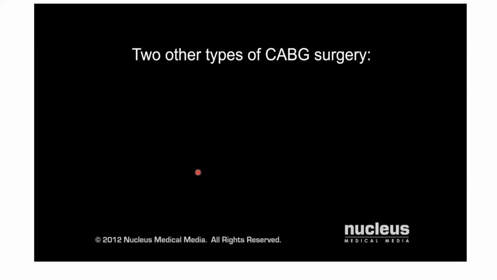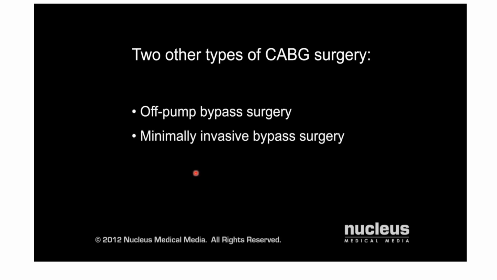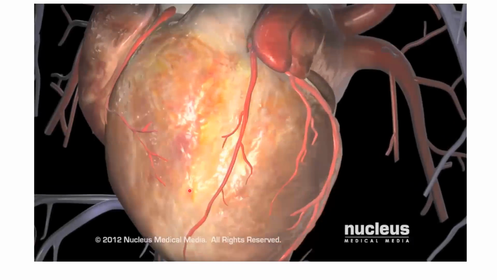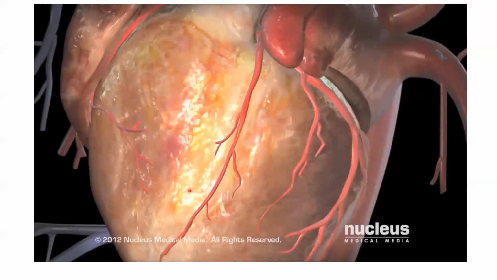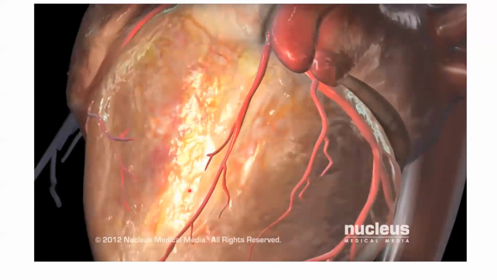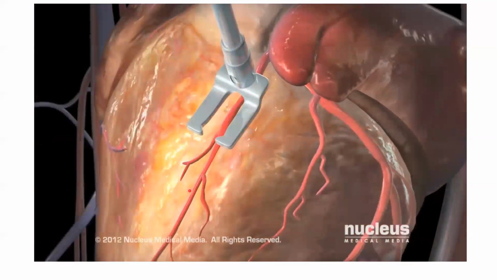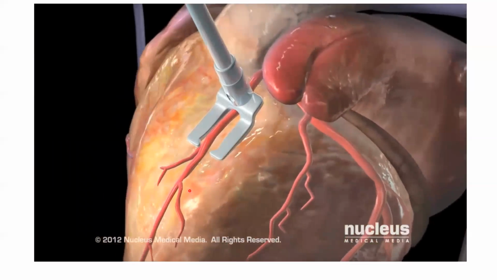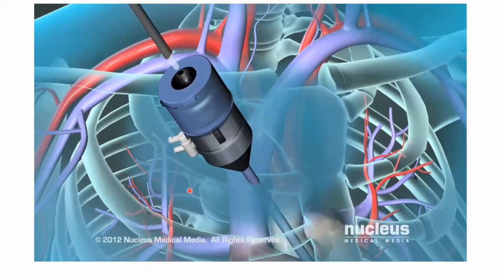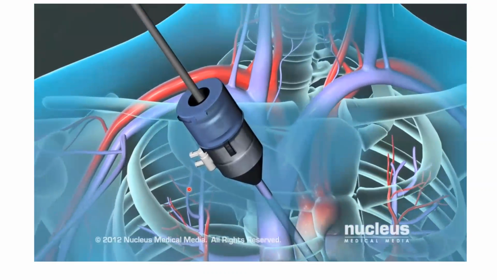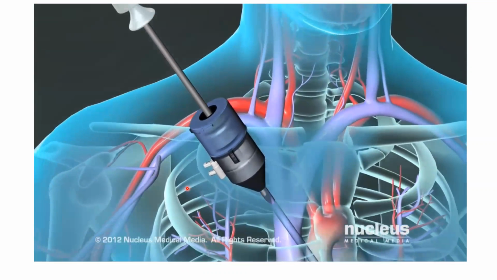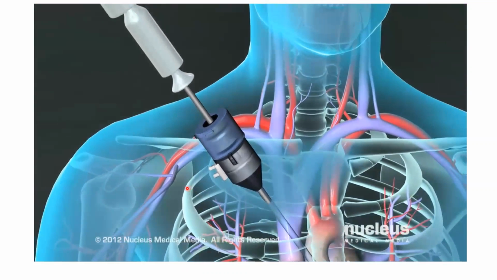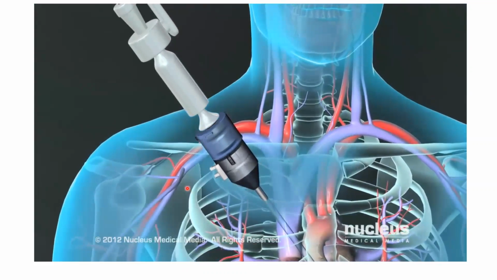Two other types of CABG procedures have recently been developed: off-pump and minimally invasive bypass surgery. Off-pump CABG is also called beating heart bypass grafting because the heart isn't stopped and a heart-lung machine isn't used. Instead, a mechanical device is used to steady the part of the heart where grafting is being done. Surgeons perform minimally invasive bypass procedures using specially designed instruments inserted through small incisions or ports in the chest. These procedures sometimes require a heart-lung machine.